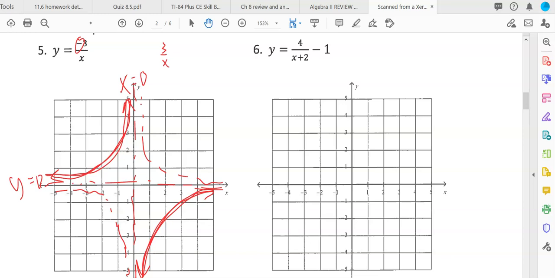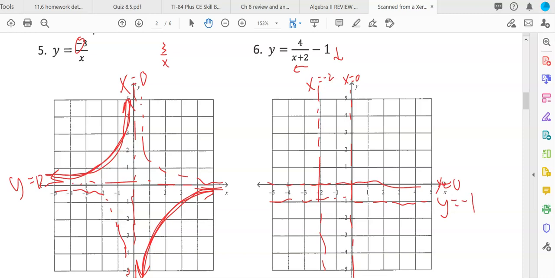This one, it takes the parent graph, again, start with the parent graph, y equals 0, x equals 0. And we're going to move it to the left 2 units and down 1 unit. So if I move to the left 2 units, my new asymptote is x equals -2. If I move it down 1, my new asymptote is y equals -1.